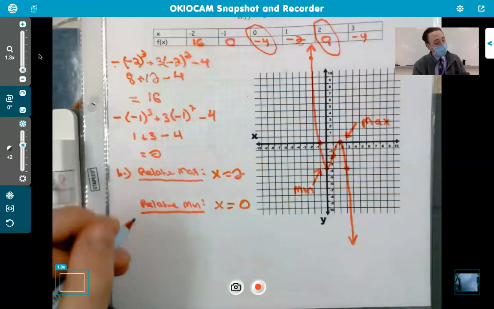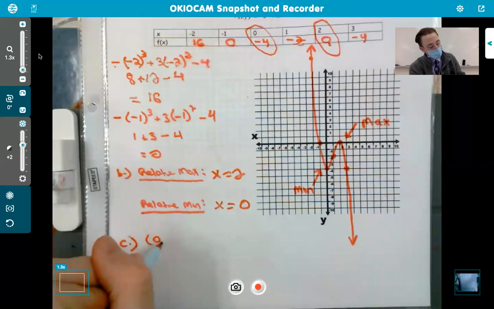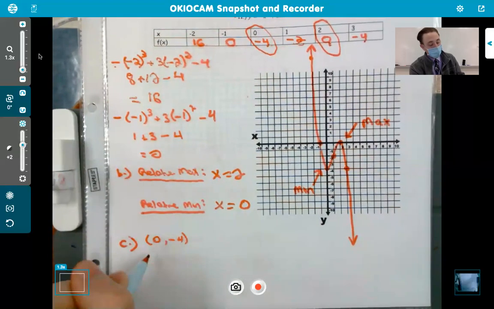Part C says find the turning points. Well, turning points are a lot like the max and min, right? So where would my turning points be on this graph? What are the coordinates of the turning points? When I transition from decreasing to increasing or increasing to decreasing, not between, so it's the min and max itself, really. So what's the coordinate of the minimum point? Good. And what's the coordinate of the max point?